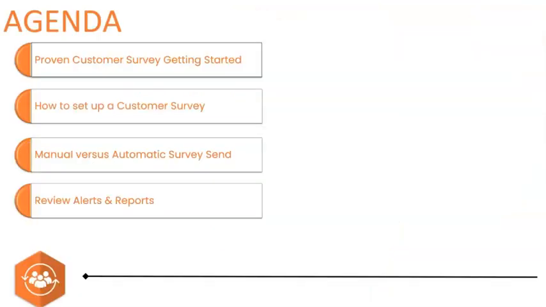In this session, we will be covering how to get started with the customer survey and how to set up a customer survey. We will then review the differences between a manual survey and an automatic survey. Lastly, we will look at the reporting and also the alerts that can be set up to be sent to a designated person or persons when there are issues with a survey.